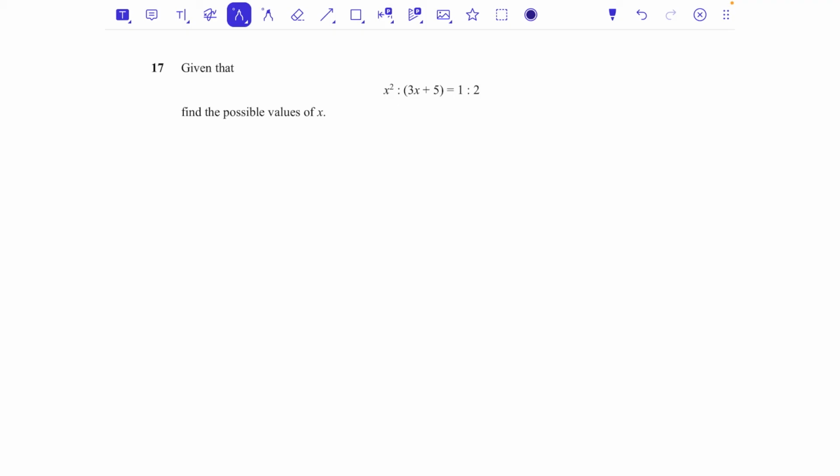Given that x squared to 3x add 5 is in the ratio 1 to 2, find the possible values of x.